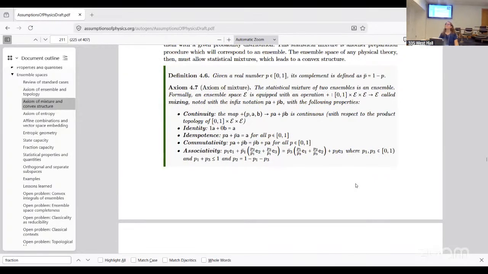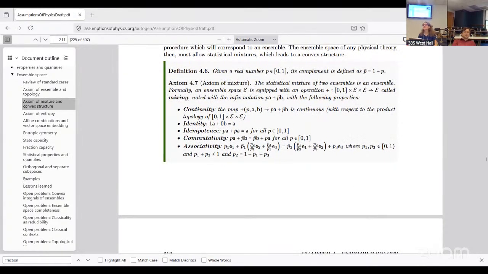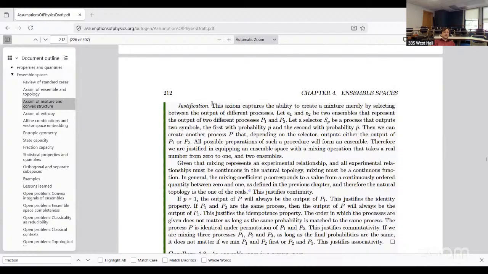So this is the axiom of mixture. It says the statistical mixture of two ensembles is an ensemble. Formally, an ensemble space is equipped with an operation plus that takes a number from 0 to 1 and two ensembles, and gives you back another ensemble, called mixing, noted with the infix notation, with the following property: it's continuous. So why should we say that it's continuous?